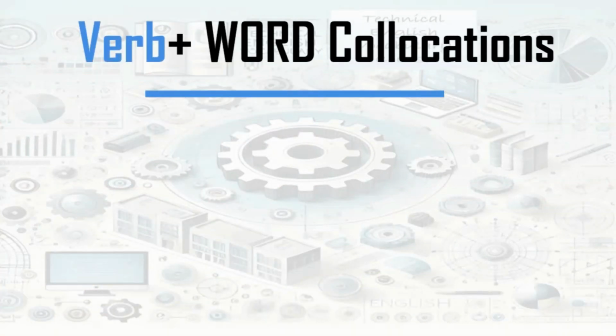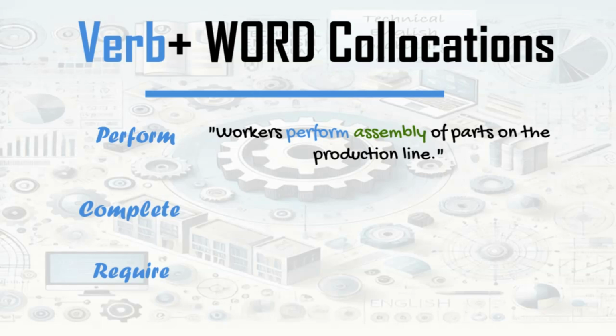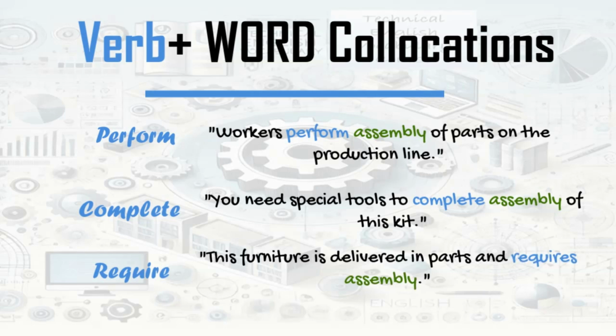Let's look at some verb and assembly collocations. So the main ones here are perform, complete and require. Here's some sample sentences. Workers perform assembly of parts on the production line. You need special tools to complete assembly of this kit, and this furniture is delivered in parts and requires assembly.